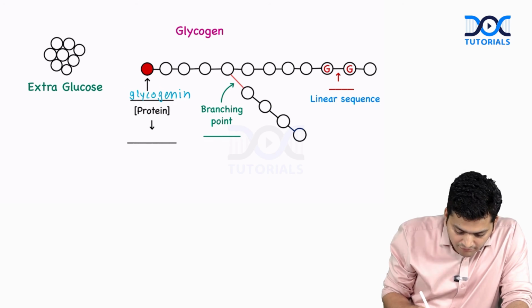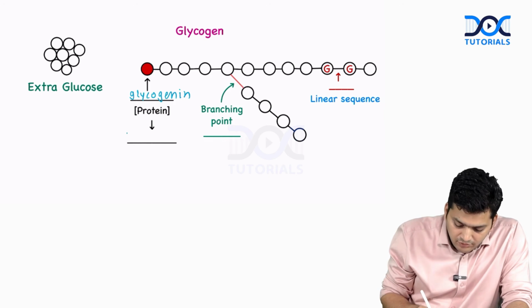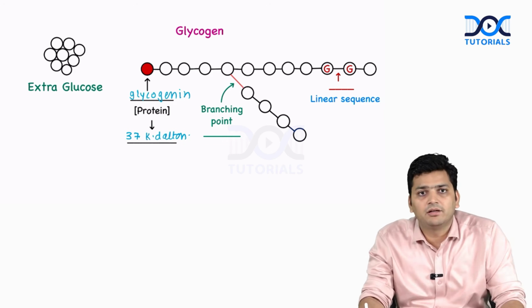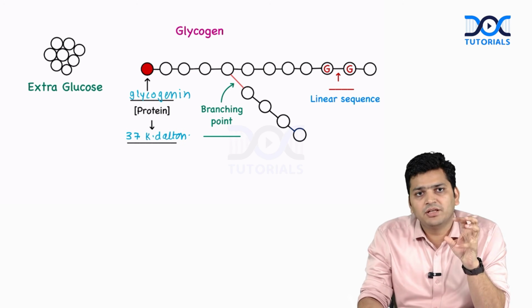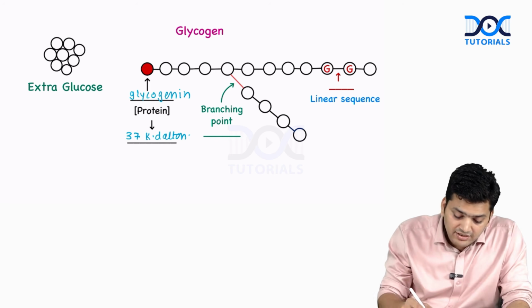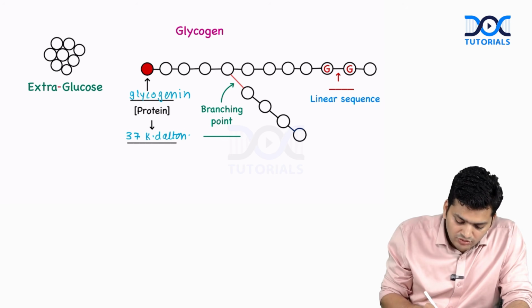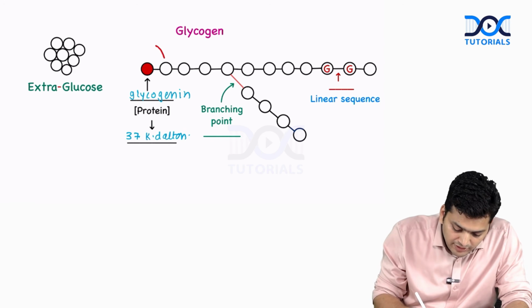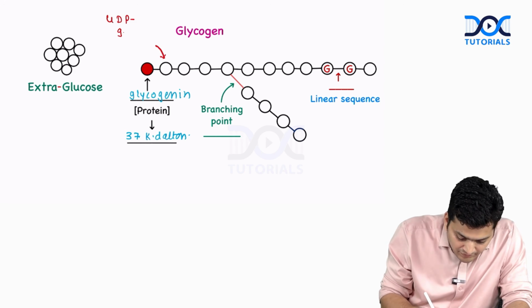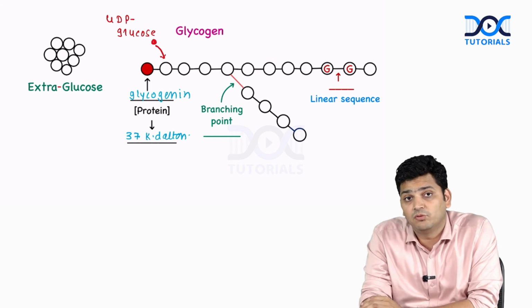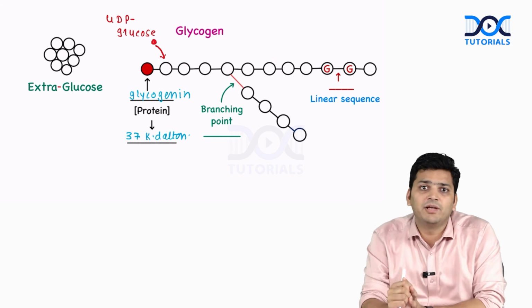In the liver, we have a protein called glycogenin. The weight of this protein is 37 kilodalton. On this glycogenin molecule, we are going to attach these sticky glucose molecules. The extra glucose we convert into sticky glucose, and these sticky glucose molecules are called UDP glucose. So whatever glucose molecules we have, we convert them into UDP glucose, the modified form of glucose. And now these glucose molecules will be attached together.